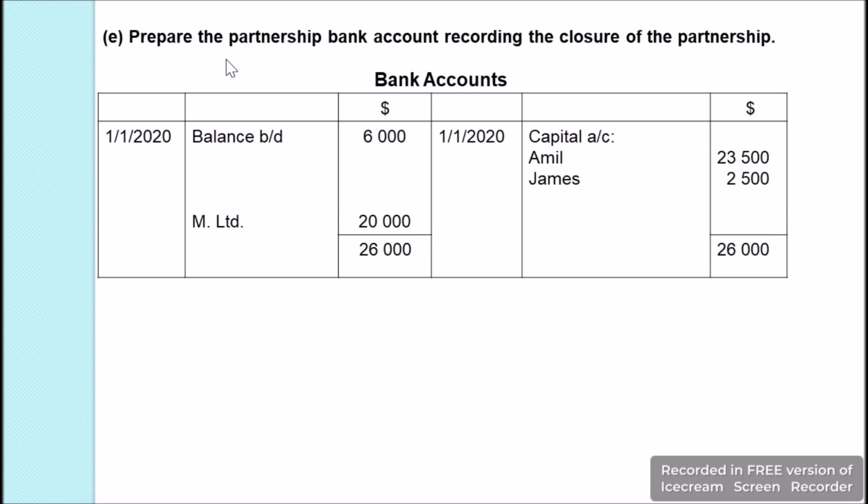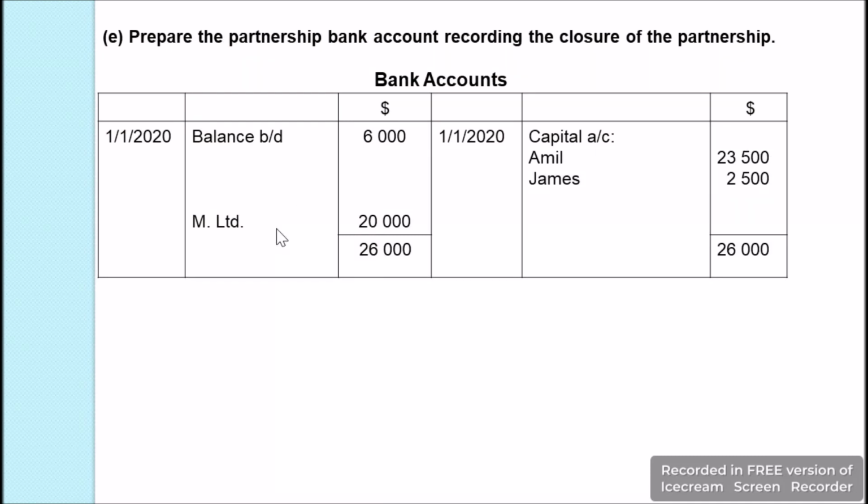In part E of the question, we are asked to prepare the partnership bank account recording the closure of the partnership. This is a bank account, so the debit side will be the receipt side and the credit side will be the payment side. As this is an asset account, whenever there is an opening balance, it will be on the debit side unless it is a bank overdraft, and here we have cash at bank. So this will be the opening balance on the debit side, and this was mentioned at the start of the question as $6,000.